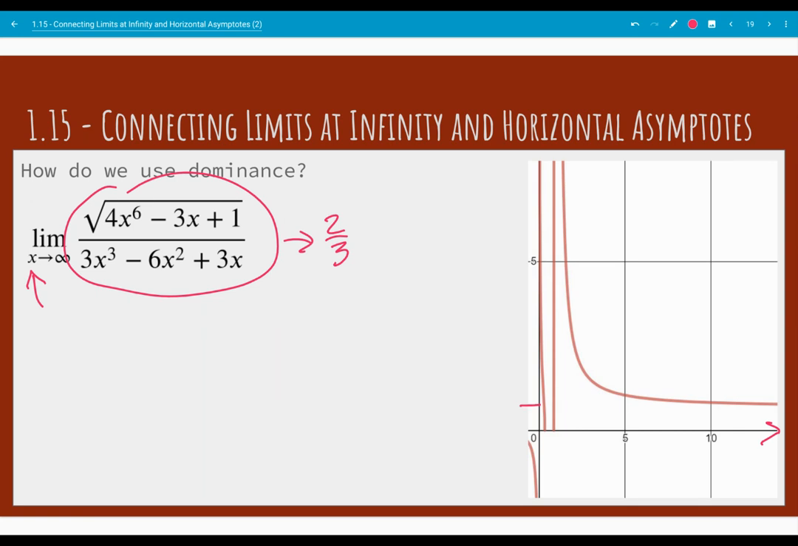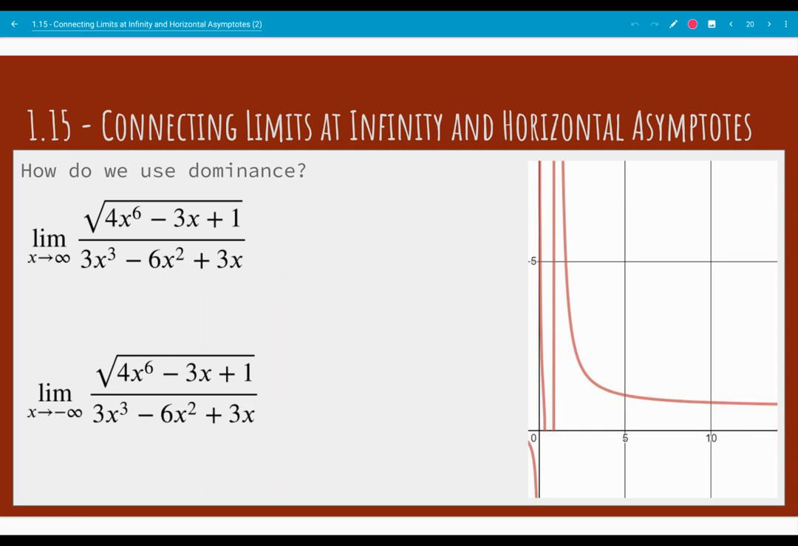If we plotted the line y equals 2/3, let me try that again. This function is getting closer and closer to that y value. So as we get further to the right, the value of the function is going to get closer to the line y equals 2/3, and we get a horizontal asymptote. So these limits at infinity are representing horizontal asymptotes in these problems. And we'll get into that a little bit more later.